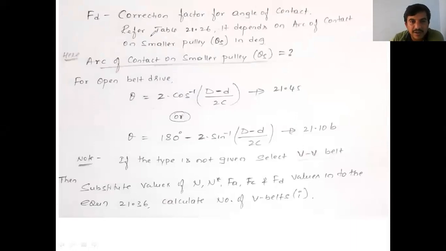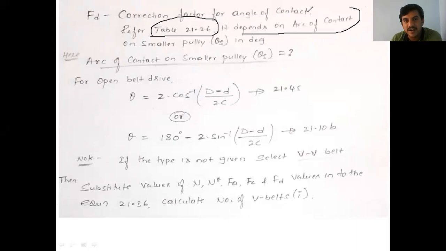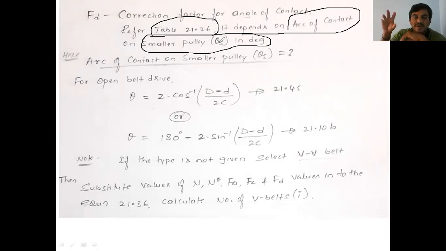How do you get it? By referring to table 21.26. This correction factor depends upon the arc of contact of the smaller pulley, that is theta s. Again, theta s is also unknown, you have to determine it. Another one is the type of belt. The two types of belt are the VB belt or the V-flat belt. VB belt means the driver is V groove and the driven is also a V groove pulley. Sometimes the driver is V groove and the driven is flat. That is also possible. Those are the two types.